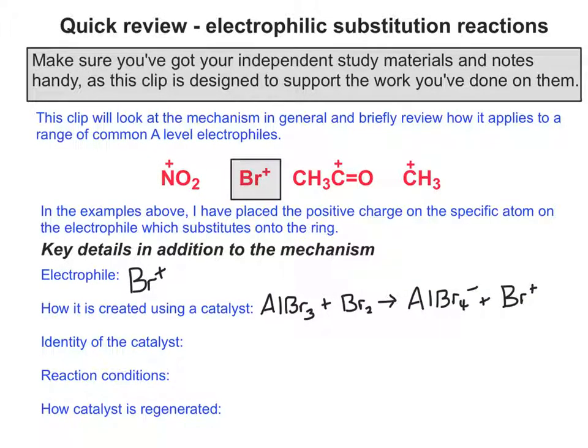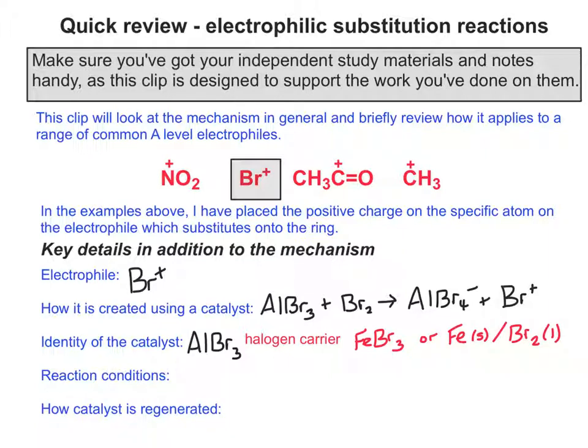So moving on to the bromonium ion or bromine ion. Notice I didn't say bromide ion. It's Br+. You have AlBr3, which is a catalyst, and this is called a halogen carrier. So what it does is it produces the Br+ electrophile for you. Now you could also use FeBr3 or indeed iron as a solid metal mixed with bromine as a liquid, which would obviously produce FeBr3, as is illustrated by the equation there.